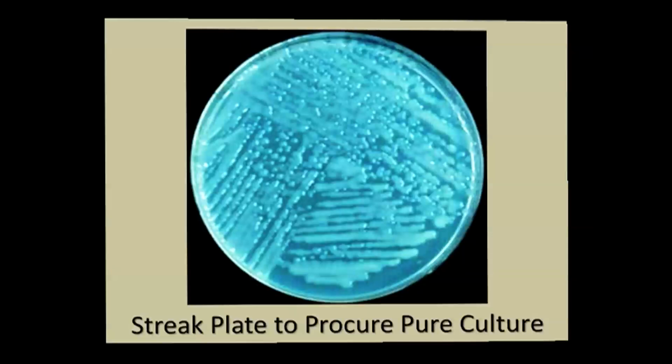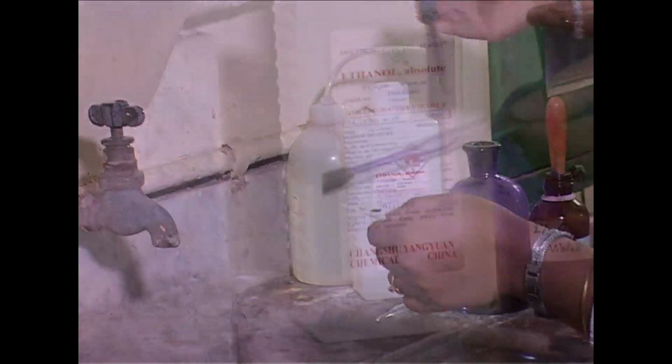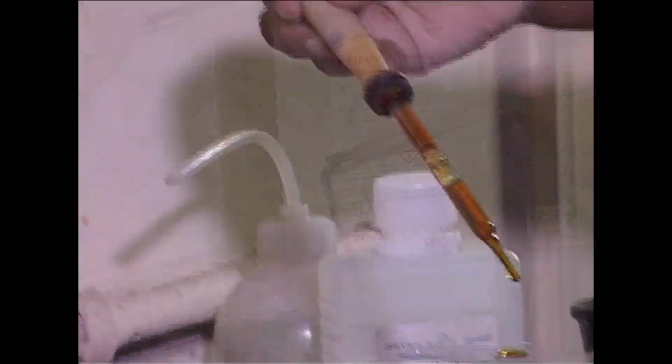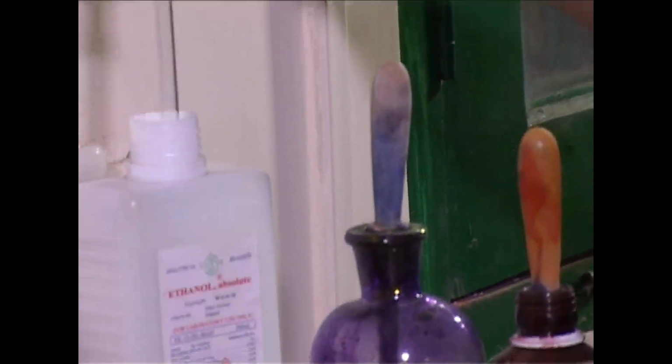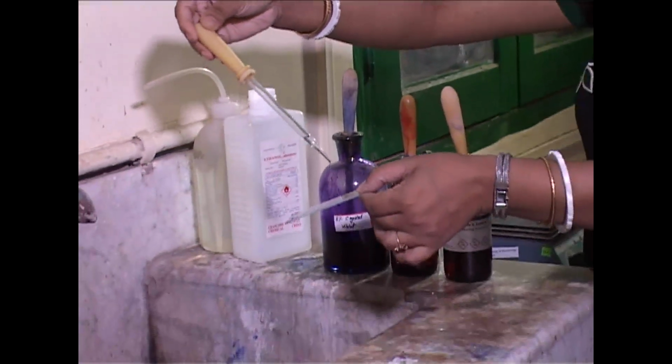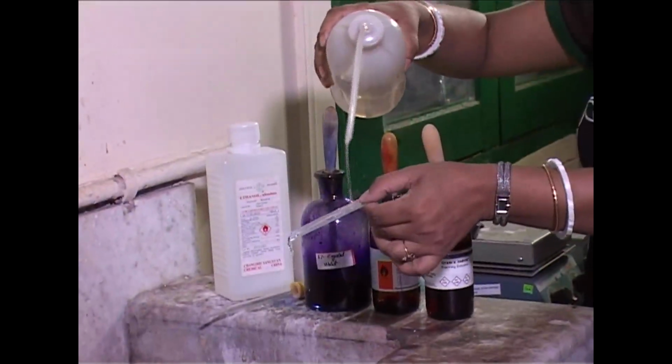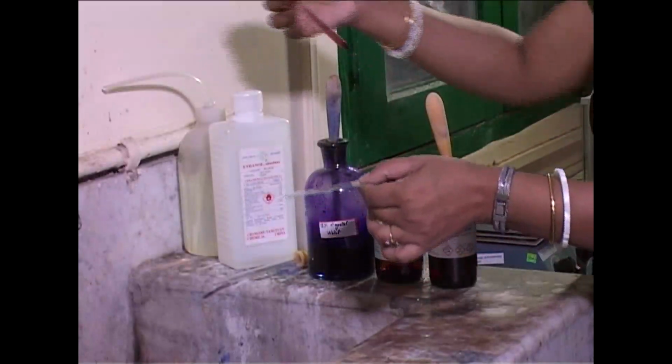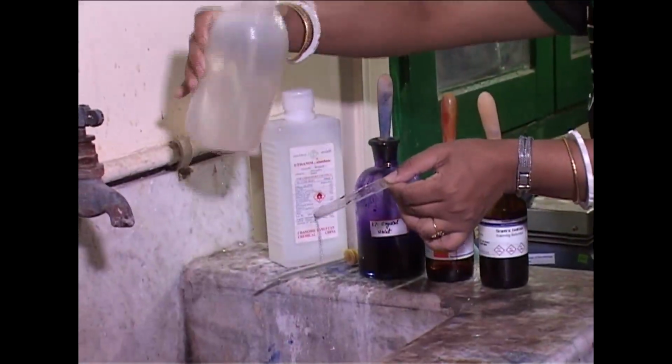Then we perform a Gram stain. We have performed it and got a Gram stain showing Gram-negative rods, which are obviously suggestive of Rhizobium. But we cannot conclude that these are Rhizobium only by the Gram staining technique. We will also have to carry out some other tests.